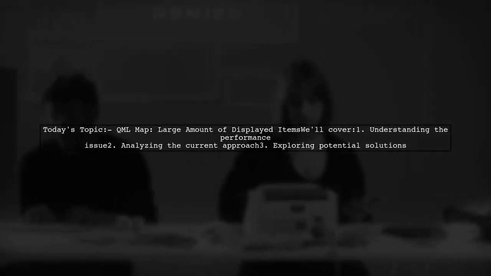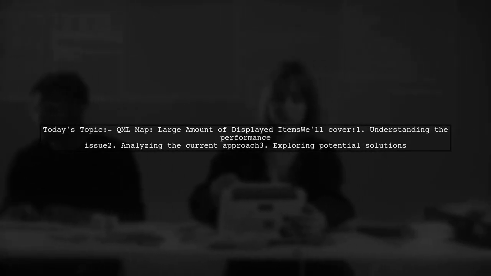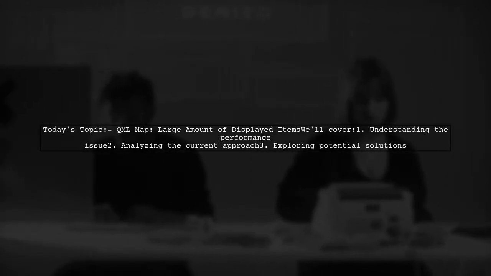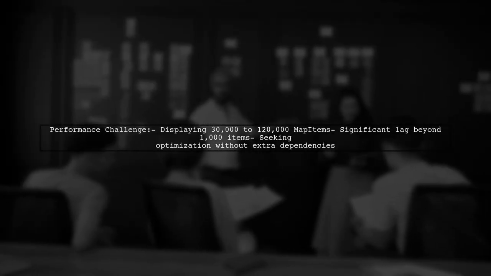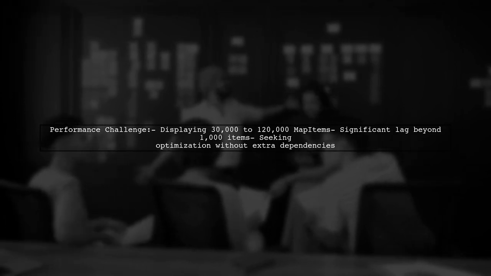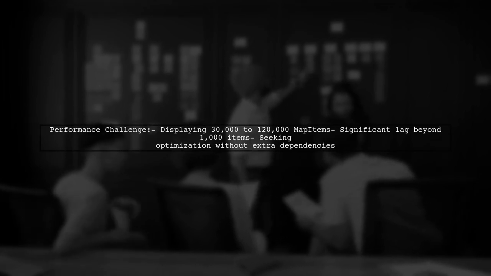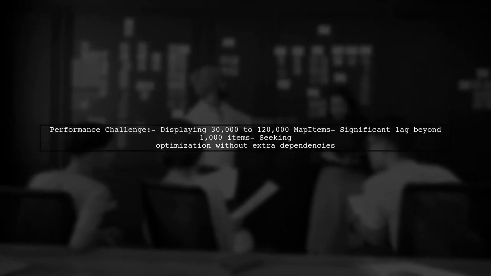Today, we're tackling a performance issue that many developers encounter when working with QML maps. Our viewer is struggling with displaying a large number of map items efficiently. The question at hand involves displaying between 30,000 to 120,000 points on a QML map, which leads to significant performance degradation. The viewer has already tried various methods, but is seeking ways to optimize their code without adding extra dependencies.